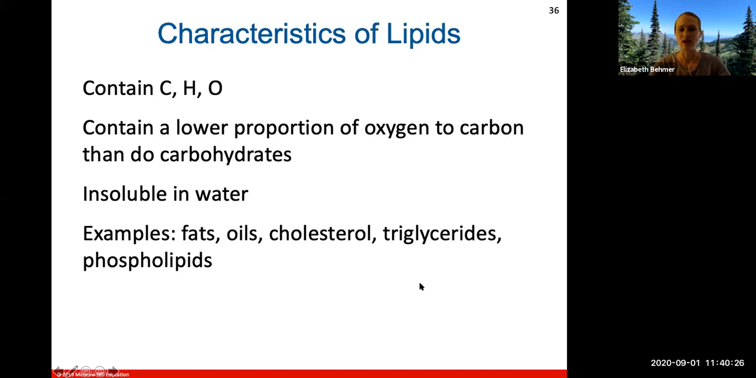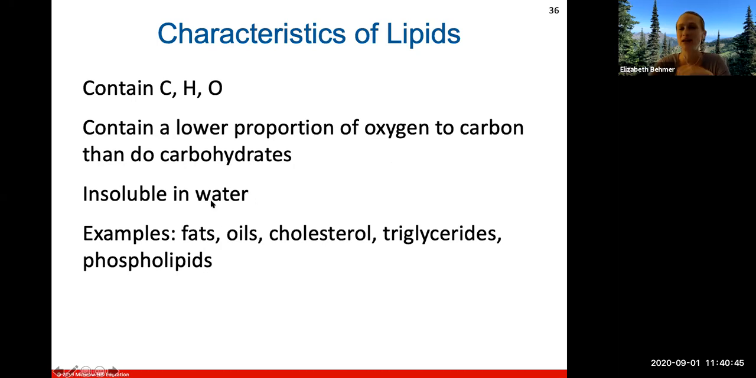Characteristics of lipids then, so we must have ended with lipids here, I think. Either way, it'll be a review. Lipids will contain carbon, hydrogen, and oxygen. That's what C, H, and O stand for. They contain a lower proportion of oxygen to carbon. They're insoluble in water. We did talk about this.